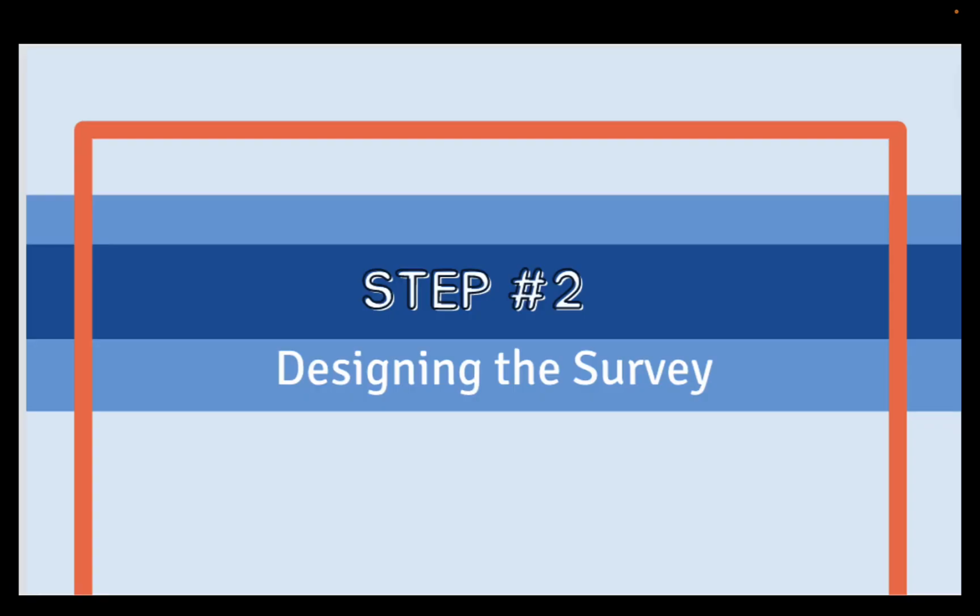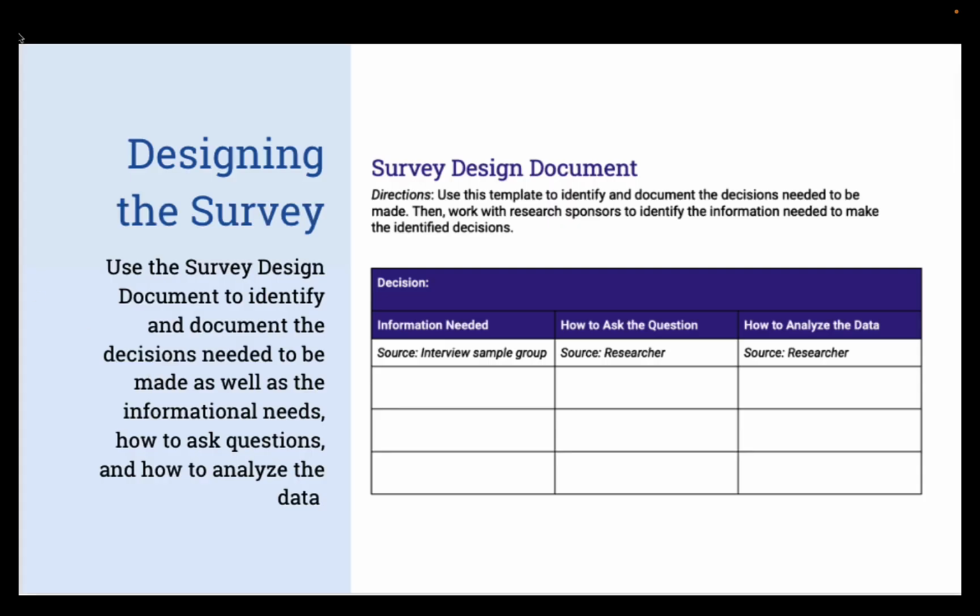The second step in our survey planning roadmap is actually designing the survey, and that's what our first section today will cover. A useful tool that can be used to design your survey is the survey design document linked in the notes section of this slide. This document can be used to identify and document the decisions needed to be made, as well as the informational needs, how to ask the questions, and lastly, how to analyze the data. It prompts you to think through the full survey process, from question through analysis.